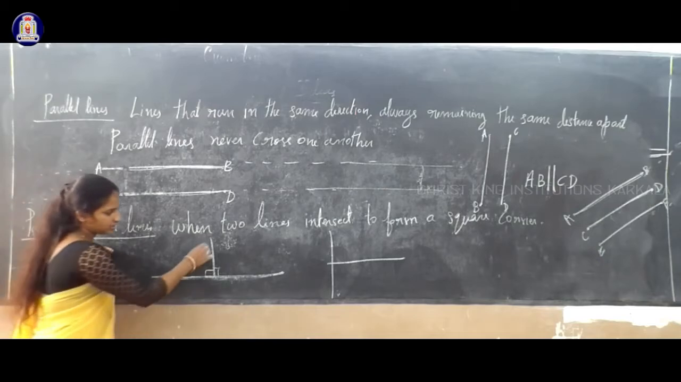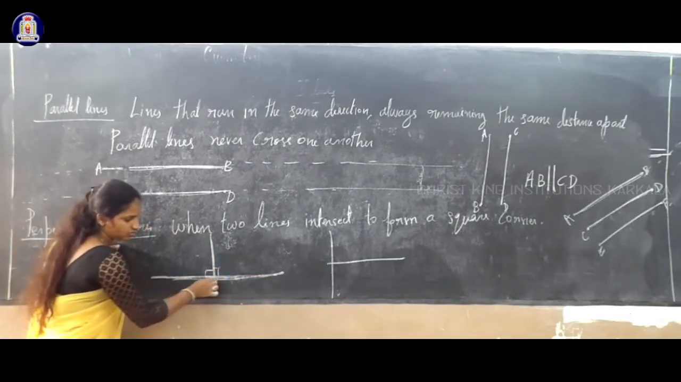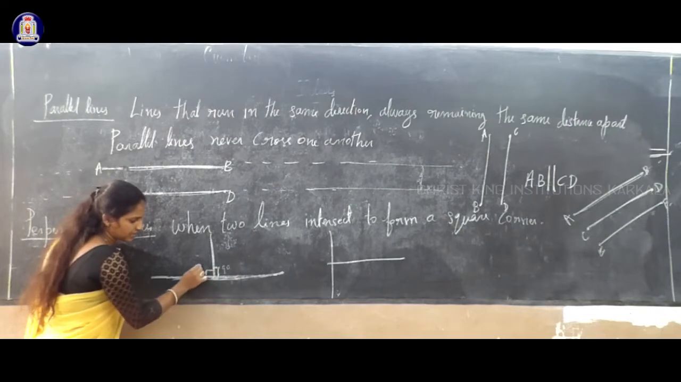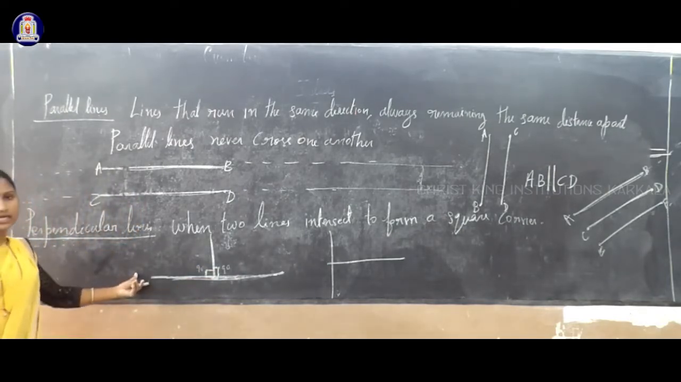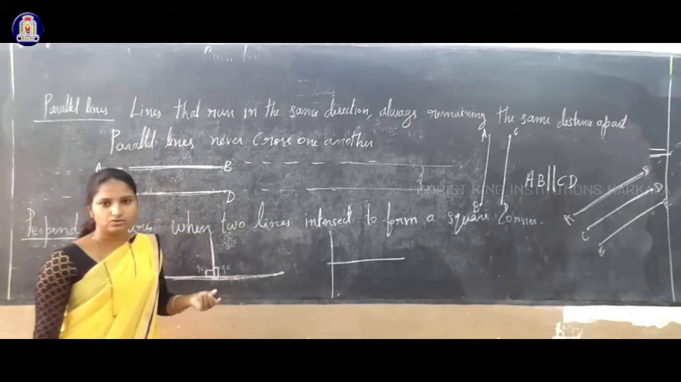That means, see, here one line will intersect the other line. Correct? It will cross the other line, and it forms a square corner. See here, this angle is 90 degrees and this angle also makes 90 degrees. This is what perpendicular lines are. When two lines intersect.